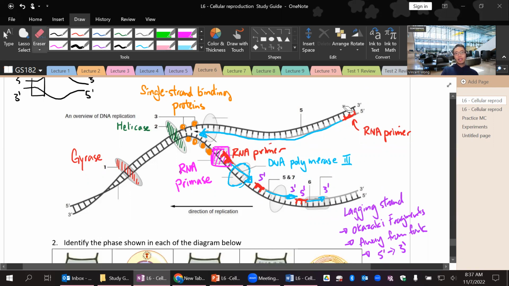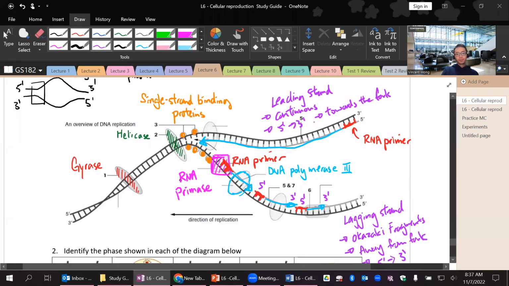So that's lagging strand, and up here, the one that's being created continuously, that would be the leading strand. Leading strand. Okay, so continuous, and also 5' to 3', and towards the fork. So it's going to keep on going. Here we have another DNA polymerase 3.